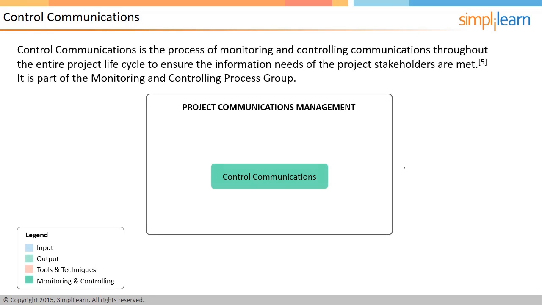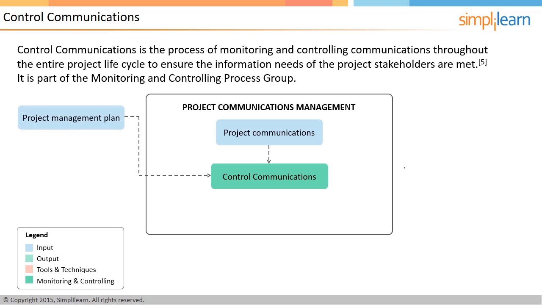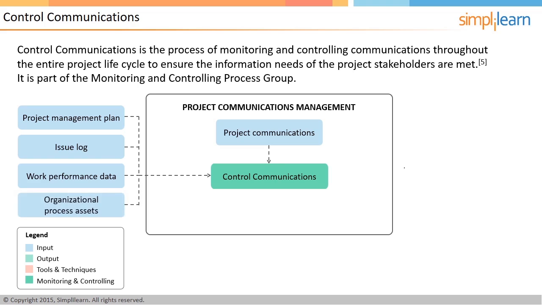Control communications is the process of monitoring and controlling communications throughout the entire project lifecycle to ensure the information needs of the project stakeholders are met. It is part of the monitoring and controlling process group. The inputs to this process are the project communications, project management plan, and issue log, which has a list of issues that are raised by different project stakeholders, data related to the work being performed on the project, and various other project documents which may have to be communicated. Other inputs include work performance data and organizational process assets.